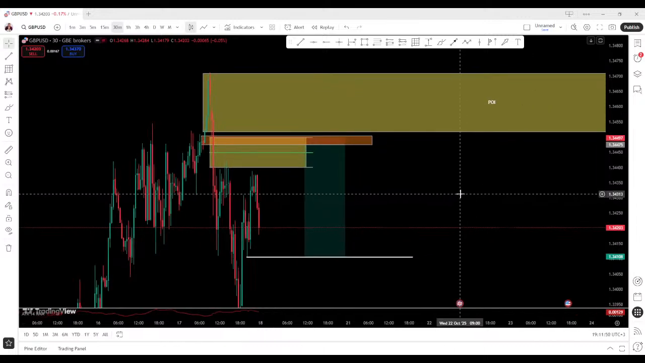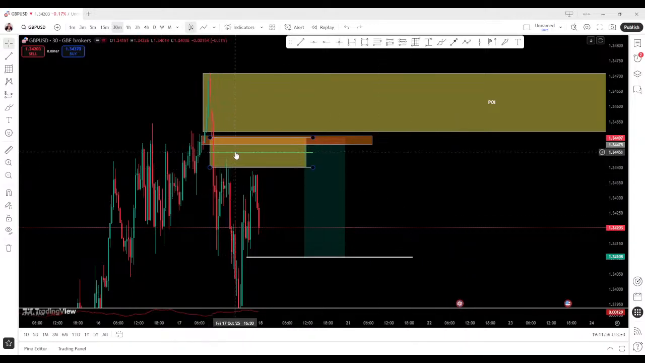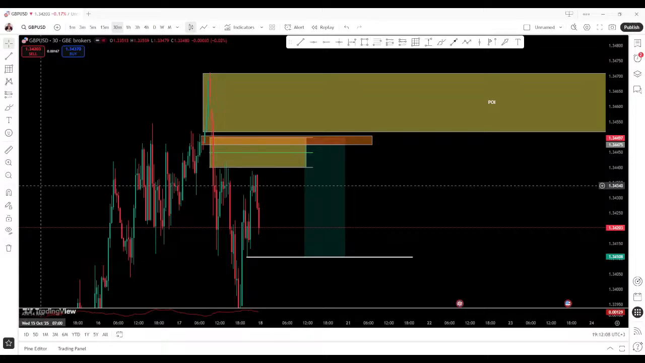And this is the setup I'll be trading with my people in the group. The same setup. Actually, we had this sell limit yesterday. Those who remember, we had that setup yesterday.